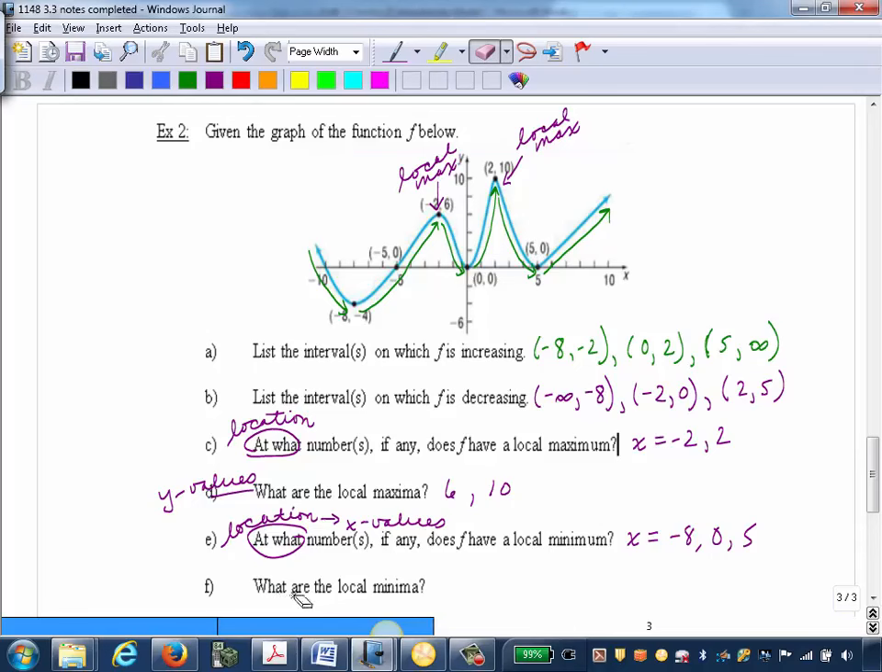And then finally part F, what are the local minima? Again, these are the y values. The maxima or minima are the y values. So at this first dip, our y value is negative 4. At the second dip, our y value is 0, and the third dip has the same y value of 0. So the local minima are negative 4 and 0.